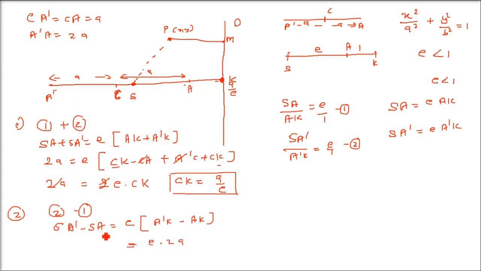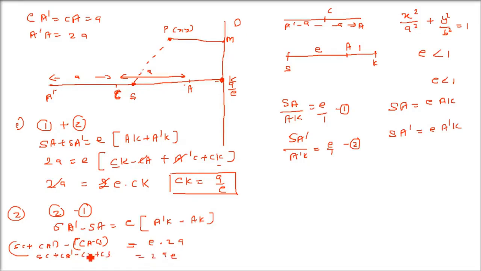Now SA dash can be written as SC plus CA dash. We are talking about SA dash, so you come from S to C and C to A dash. And then what about SA? SA can be written as CA minus CS. CA, if you subtract CS, it will be SA. So you get SC plus CA dash minus CA plus CS equals 2AE.